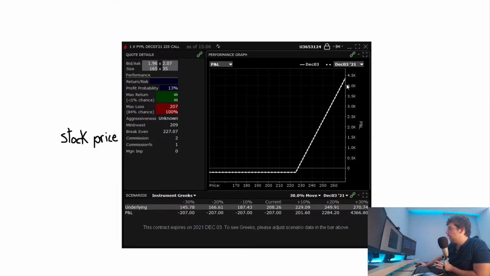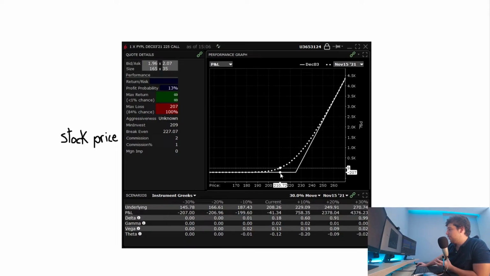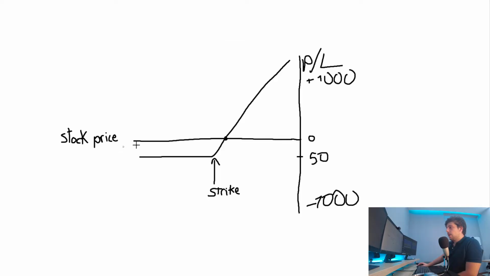If you use a broker like Interactive Brokers, for example, this is your PNL chart on the expiration date, which is December 3. You can actually change it, for example, I want today, November 15. What is my PNL chart? So I can actually see my PNL chart on November 15. And you can change to any date between the day you're trading and the expiration date. A very basic call option will have a diagram like this.